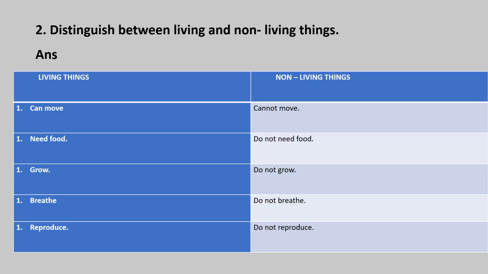Question 2. Distinguish between living and non-living things. Children, here we have to differentiate between living and non-living things. The very first difference is related with movement.